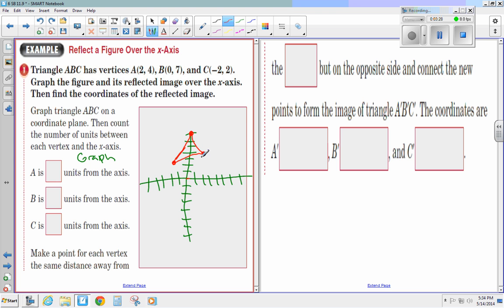And what it's telling us to do is figure out how far it is from here to the line you're flipping over, the x-axis. So 1, 2, 3, 4, which means 1, 2, 3, 4. So there's my other point. 2 away, 2 away. 7 away, 7 away. And my reflection looks like that. So A is 4 units from the axis, B is 7 units, and C is 2 units.